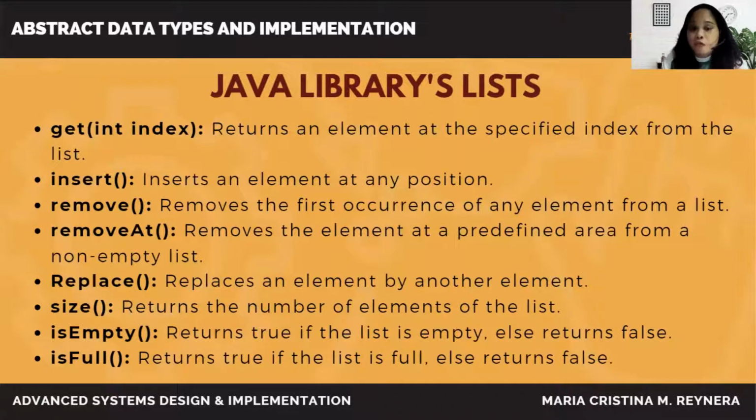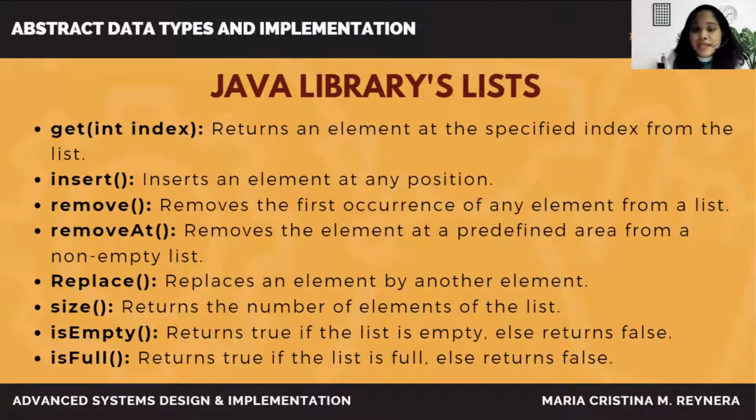Next, for remove, this method removes the first occurrence of the element in the array. However, the array has to be non-empty. We also have remove at, which removes the element at a given position in the non-empty list. The next one is replace, which is used to replace any element with the given element in the list.